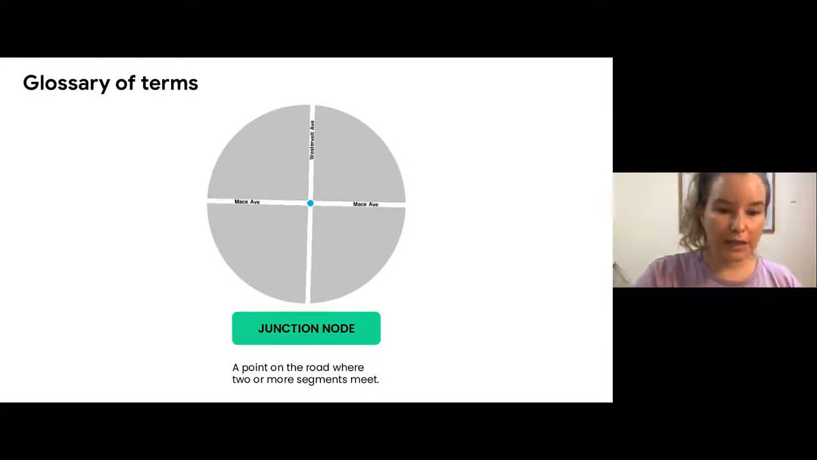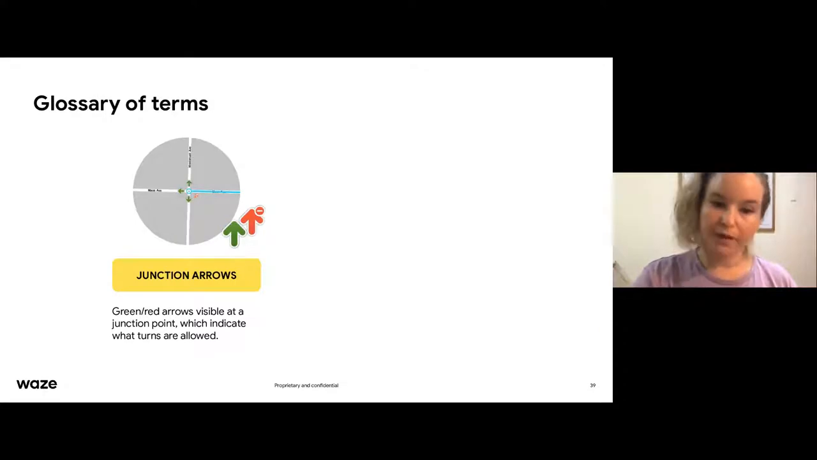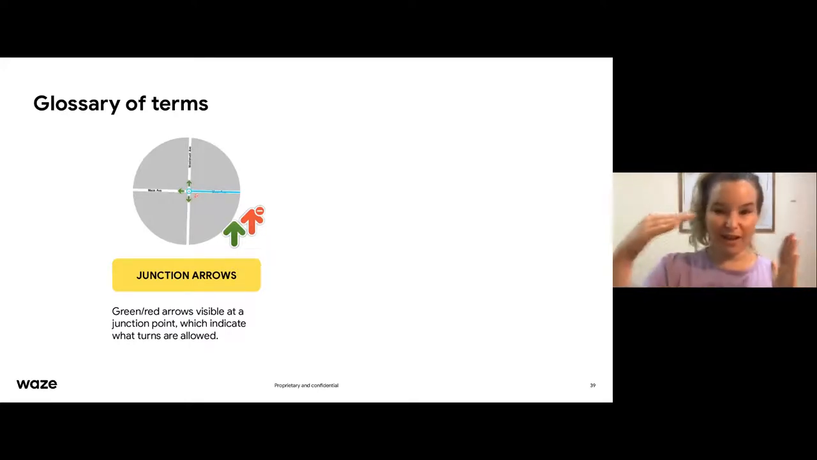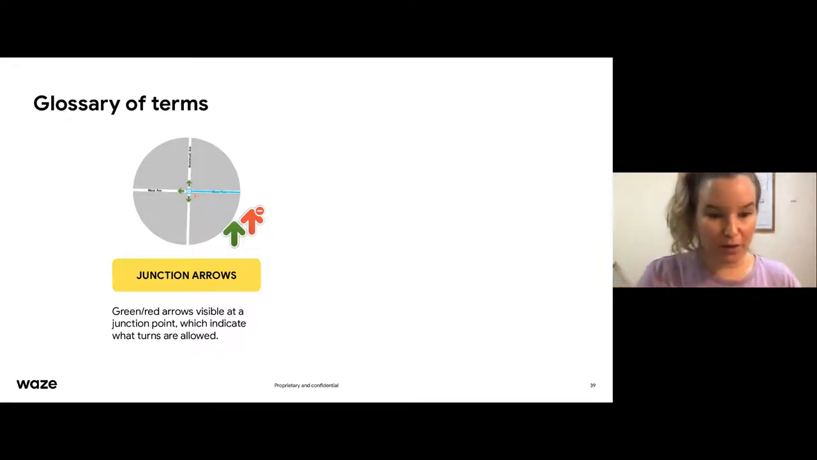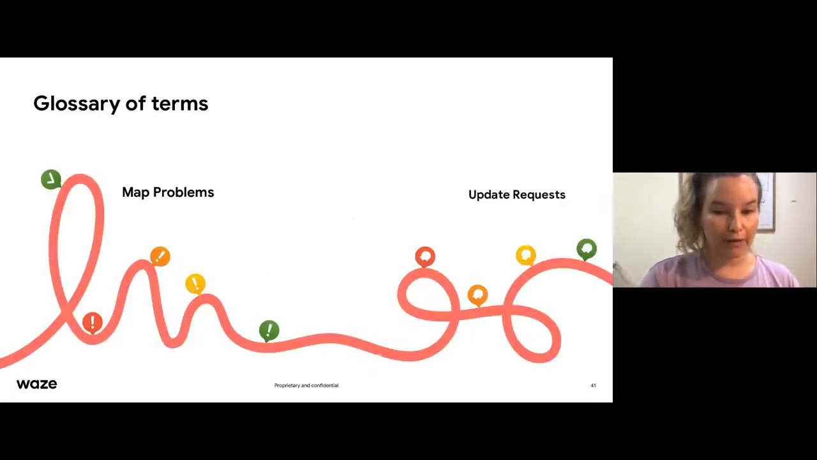The next one is a geometry node, which is a point on the road that can be moved to reflect road shape or curvature. Next up, we have junction arrows, and they're very intuitive. We have a green arrow that means that we can go this way, and a red arrow that means that you can't go that way. And direction arrows are small arrows on the segment which indicate the direction that the road is traveling. If there are no arrows, the road goes both ways.